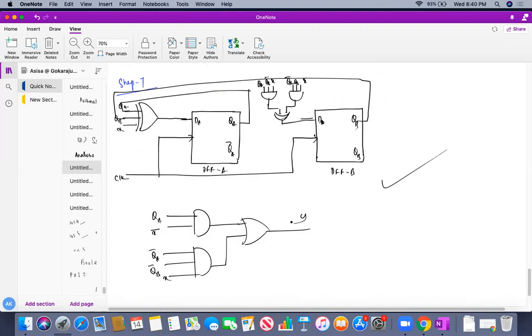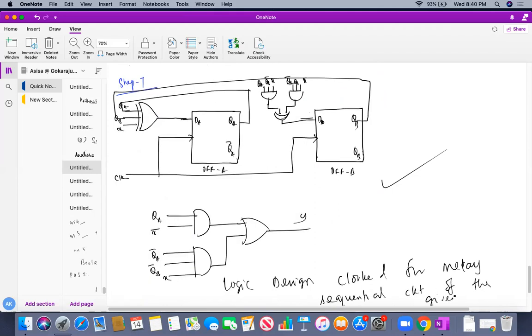Do you all understand? Very important, students. So this is nothing else, my logic design. You can say this is the logic design of the clocked Mealy sequential circuit, because the given state diagram is of a Mealy sequential circuit. Any doubt on this or not? Tell me. If there is no doubt, we can stop over here.